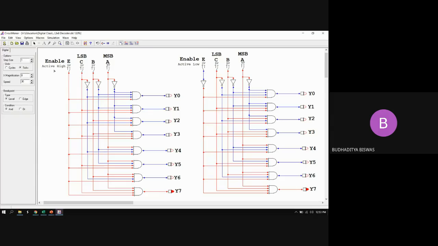So both the active high and the active low devices are readily available in the market according to the user requirement, according to the user choice. Users may prefer that sometimes they use the active low, sometimes they prefer the active high. But the principle is that active low means you have to give a 0 to activate the device. Active high means you have to give a 1 to activate the device. Let's see the operation of this thing.